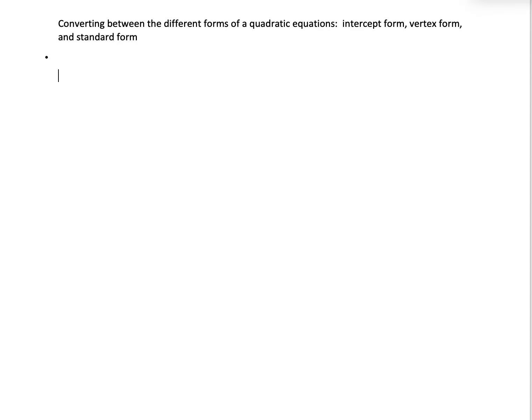First method that you might see is that you need to convert from intercept form to standard form.